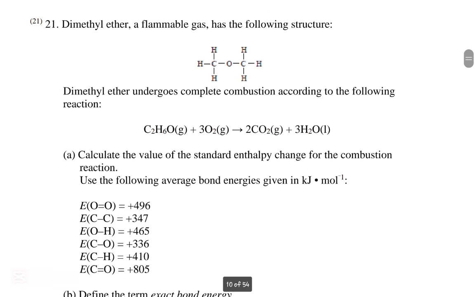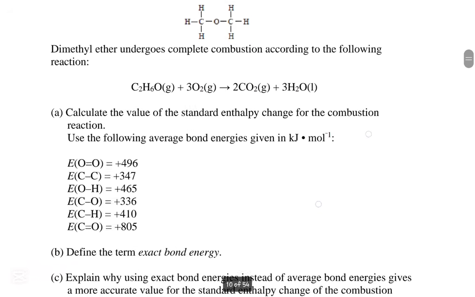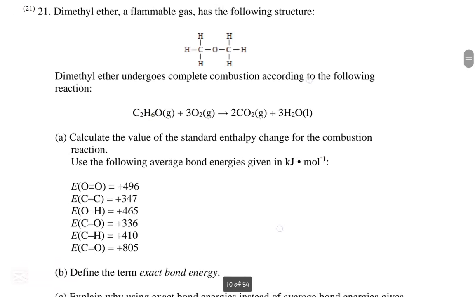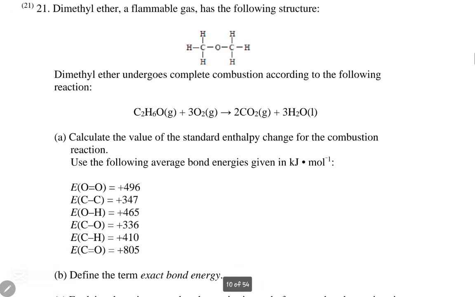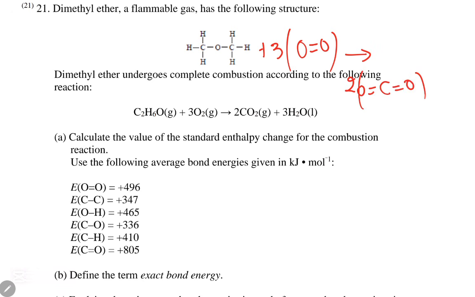So dimethyl ether, a flammable gas, has the following structure. Dimethyl ether undergoes a complete combustion according to the following reaction. Calculate the value of the standard enthalpy change of combustion of the reaction. So look what I'm going to do. I have this plus 3 times O2, O double bond O, right? Will give me 2 times CO2, so CO2 is like this. Okay? Plus 3 times H2O. H2O is like this, single bonds, my bad.